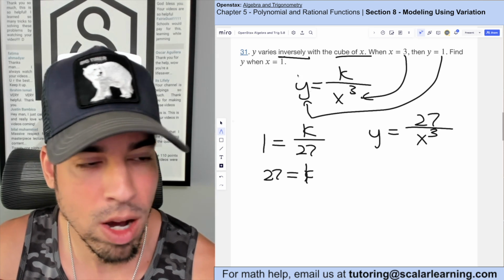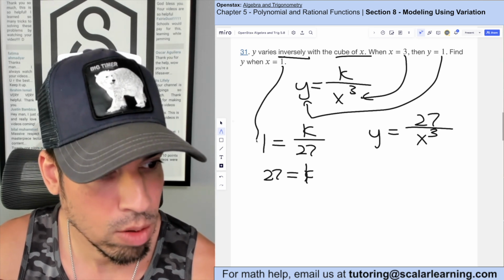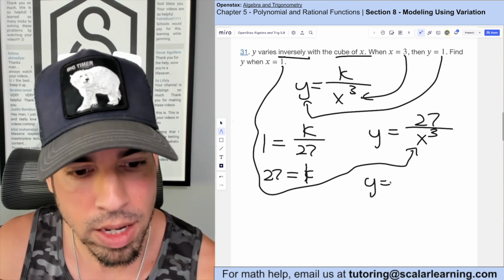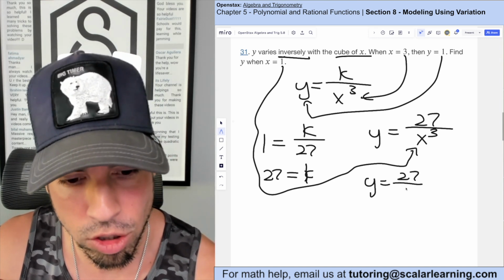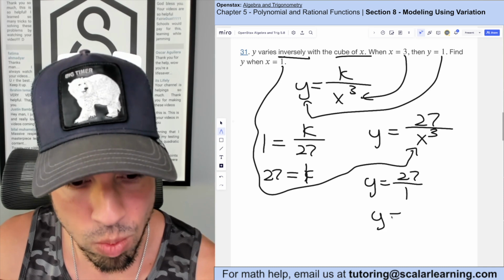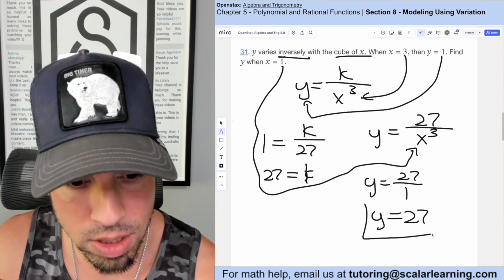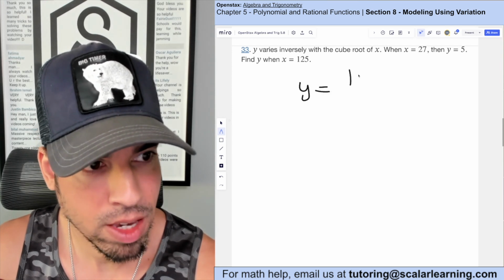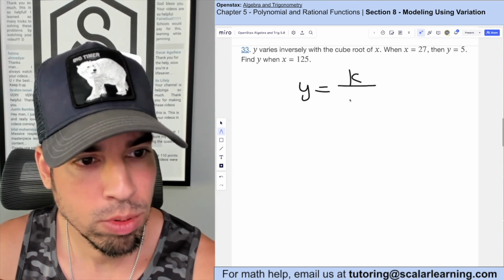Now we want to find y when x equals 1. So now we take that 1 and we plug it into this final equation. Y equals 27 over 1 cubed, which is just 1, which means y equals 27. Boom, done.